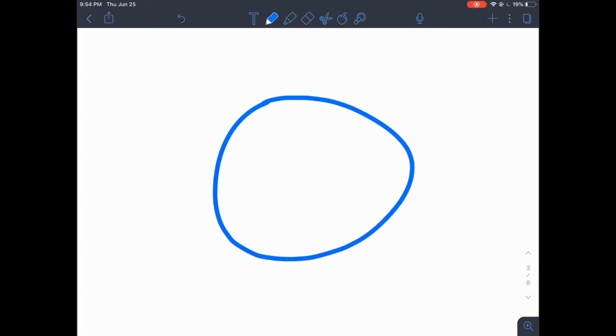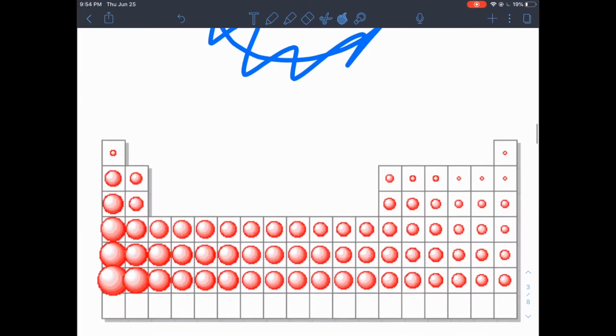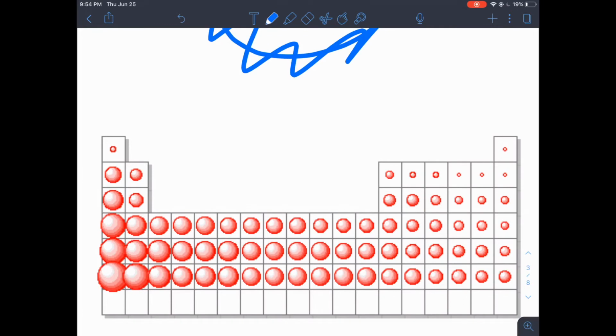Next, we will look at trends in atomic radii. Atomic radius is an approximate measure of the distance from an atom's center to its edge. Because an atom's electron cloud doesn't have a distinct edge, different methods of measuring an atom's radius produce slightly different results. The atomic radii of the elements decrease as we move right across the periodic table.